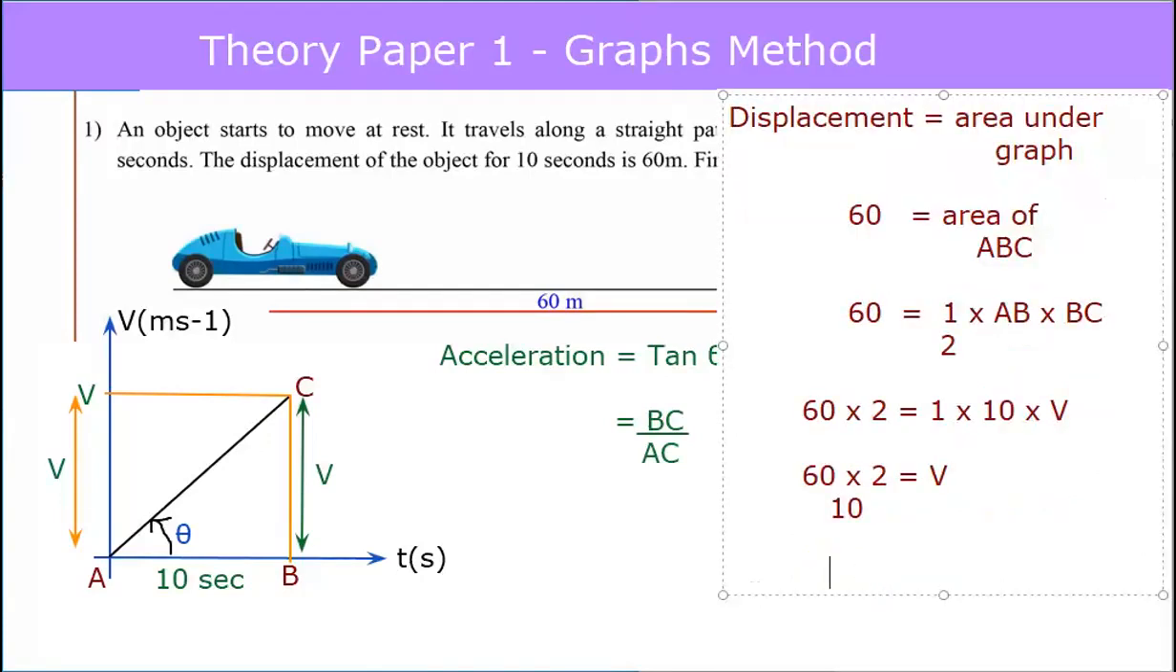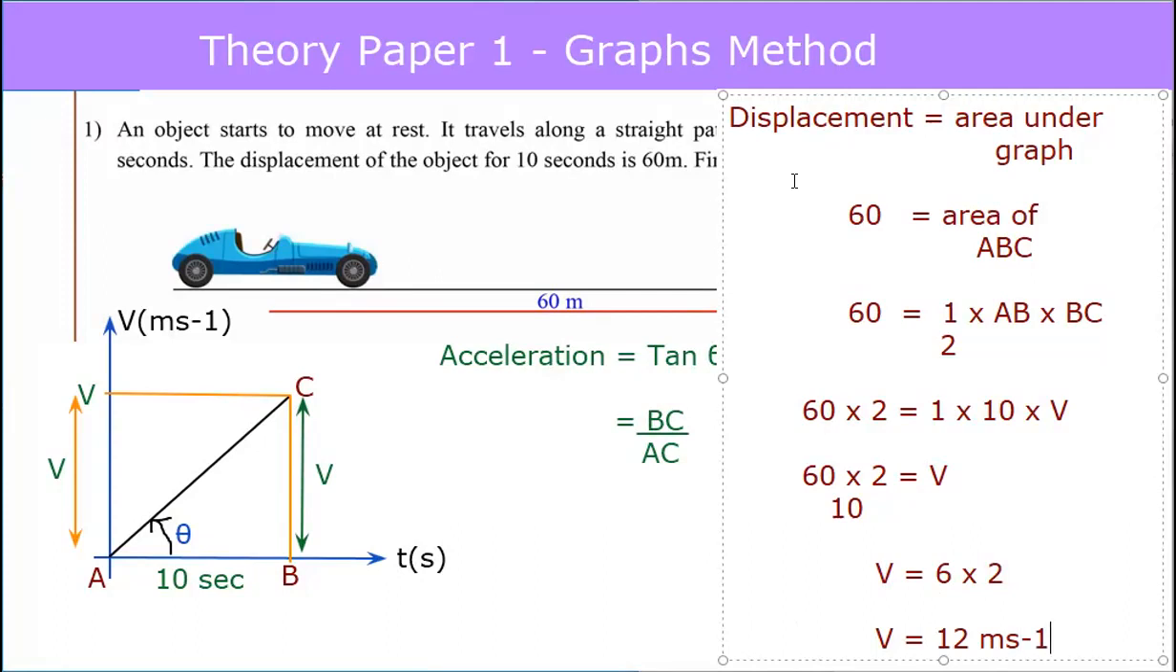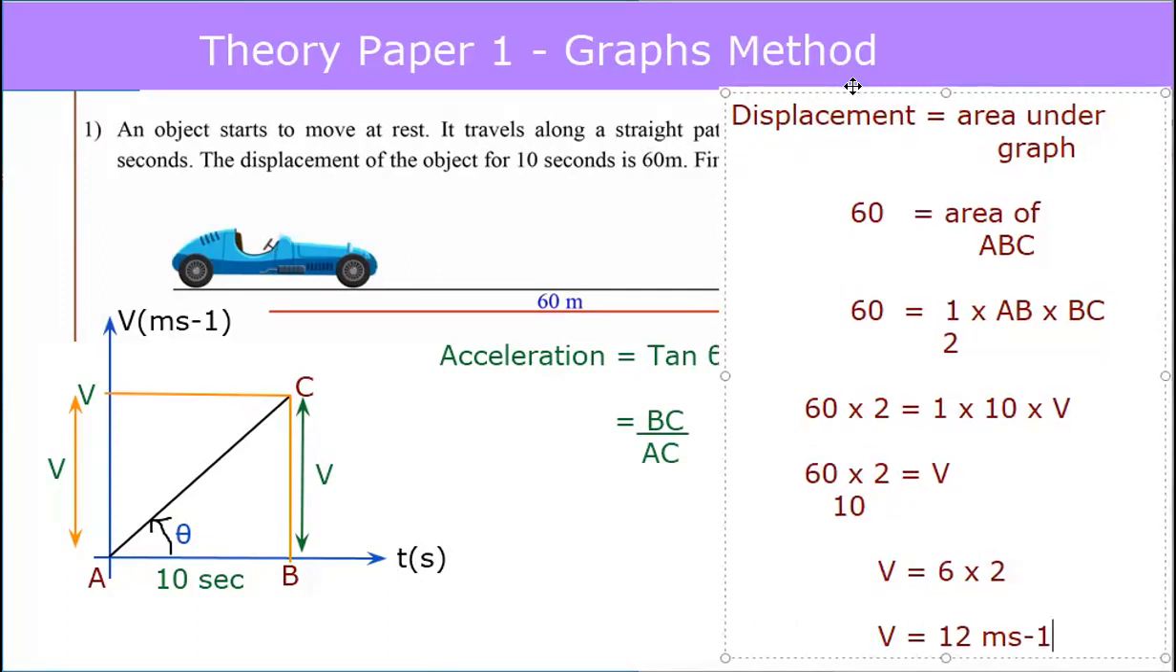So finally, you will get V equals 6 times 2. So that is 12. So finally, we have found that the final velocity of the object, or velocity after 10 seconds, is 12 meters per second. Okay, dear? Complete it. And raise your hands up if you got this answer. Please raise your hand up in Zoom chat if you got this answer. Okay, nice. Excellent. Very good. Complete it, dear.